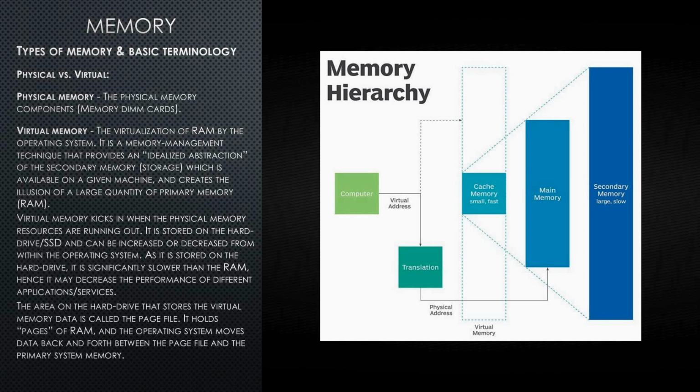The area on the hard drive that stores the virtual memory data is called the page file. It holds pages of RAM, and the operating system moves data back and forth between the page file and the primary system memory.